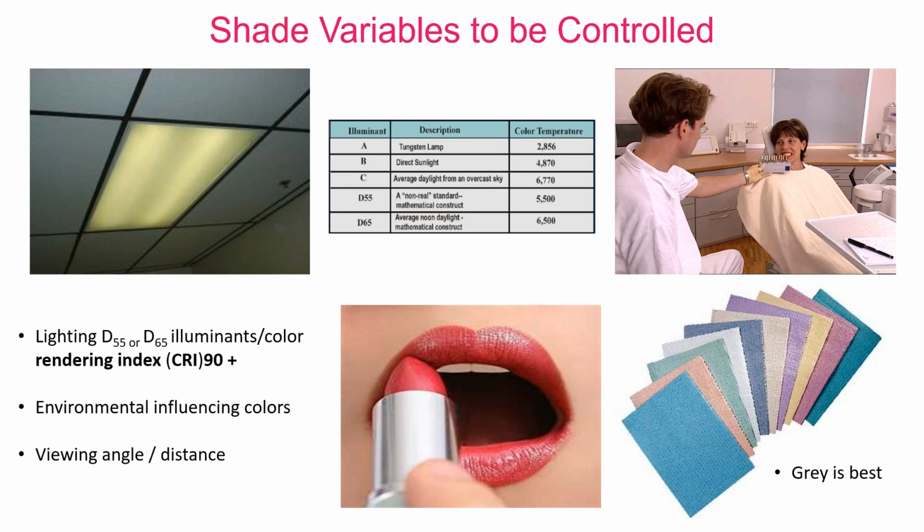Again, 5500 to 6500 lighting, specialized color-corrected light. We want a color rendering index of 90 plus, as close as we can to pure daylight. White light is the best. We want to make sure that we standardize, have the patients not wear lipstick or colorful bibs. That all influences how we see, the angle that we take the shade at, the distance, and so forth.